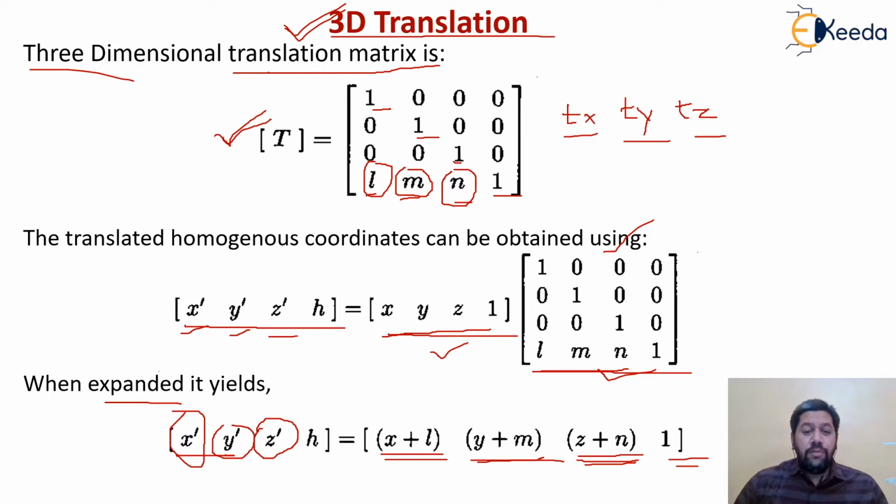Why is it so? Because we have already learned the basics of this type of transformation in 2D. So in 3D we directly go to the representation of the transformation matrix and how I will get the x dash, y dash, and z dash values, and so on. Okay, so let us continue our discussion. I'm just moving to the next slide now.